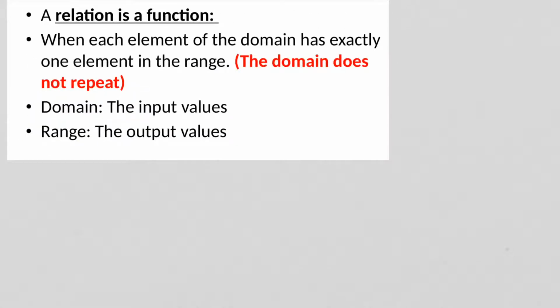Alright, so this next concept is really important. How do I know when a relation is an actual function? When each element of the domain, your X, your input values, has exactly one element in the range, my output. So basically, when they show you the relation, whichever way they show you, those 4 ways, the domain cannot repeat. If the domain repeats, then it's not a function. So let's take a look at some examples.